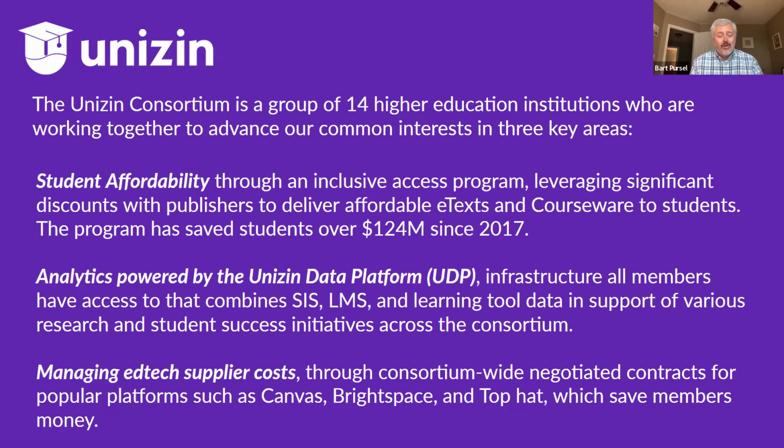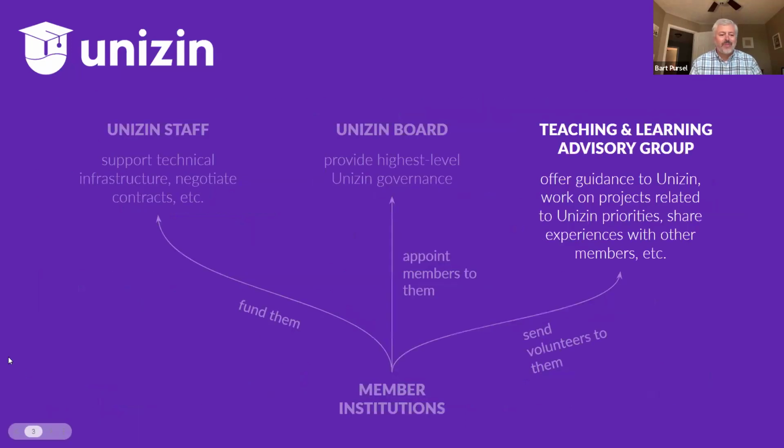We also try and help our members manage EdTech supplier costs. So we have agreements with 13 EdTech providers that gives our members advantageous pricing, and also many of those agreements deal with data delivery back to the Unizen data platform from those environments. And again, looking back at 2024, on average, a Unizen member recouped about 76% of their Unizen membership dues through our contract savings. So it's great to be able to try and keep things affordable.